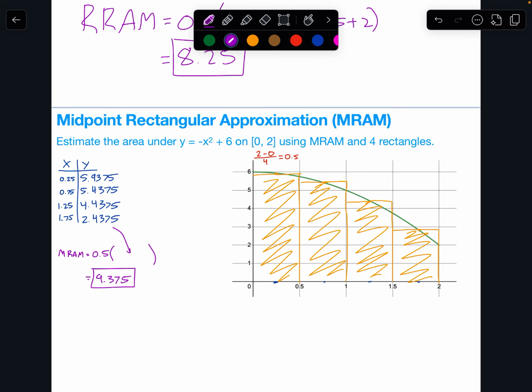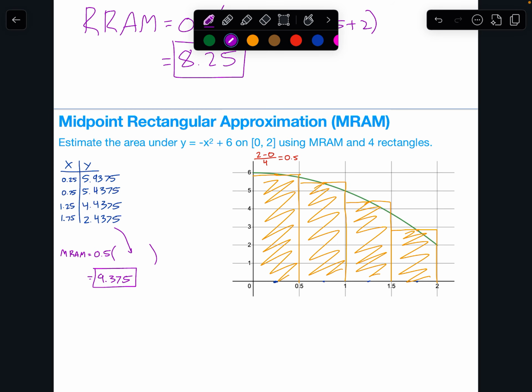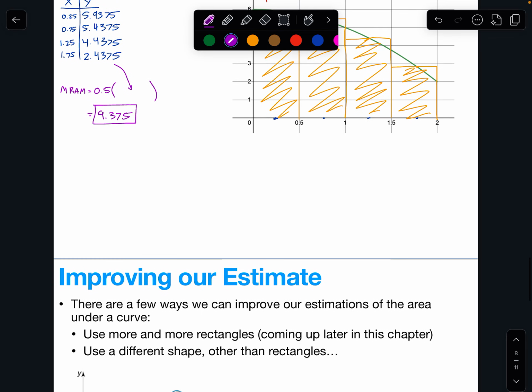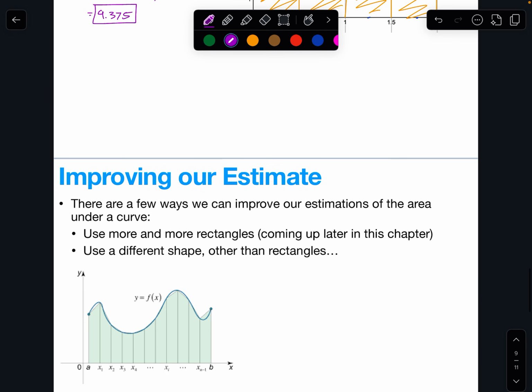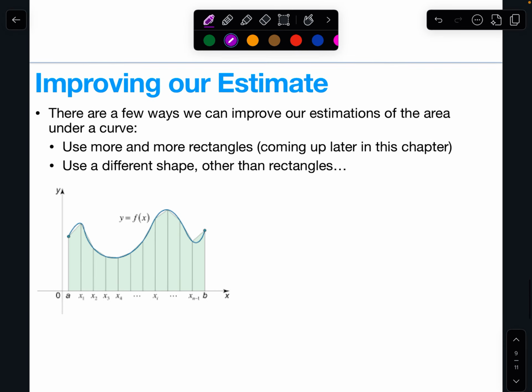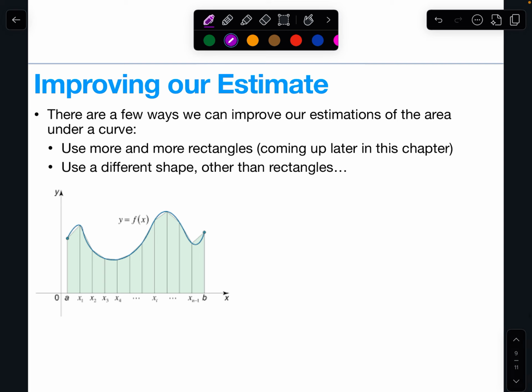So, at this point, we have done left, right, and midpoint approximations to approximate the area under a curve. You may have been wondering, maybe not, okay, is there anything we can do to get a better estimate, right? We know that we're going to learn precise calculus techniques later on where we can get the exact area, but for the time being, is there anything we can do to improve our estimate? Well, there's a few ways we could do that, okay?